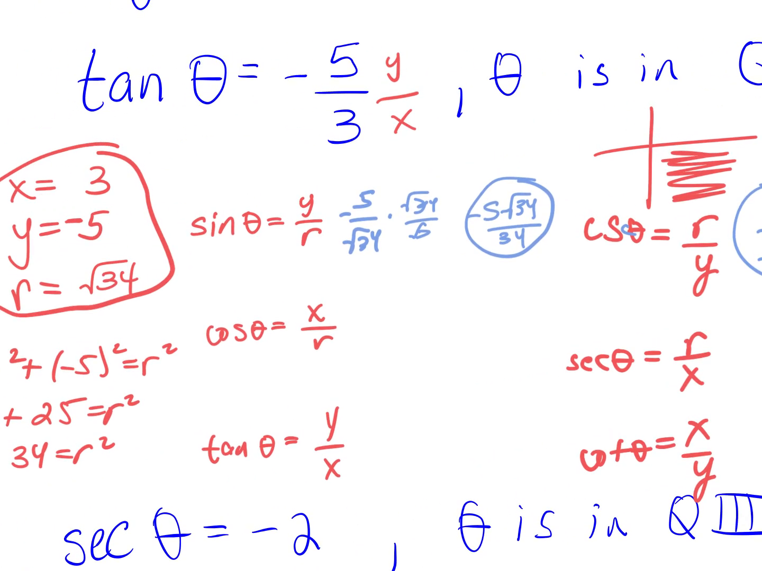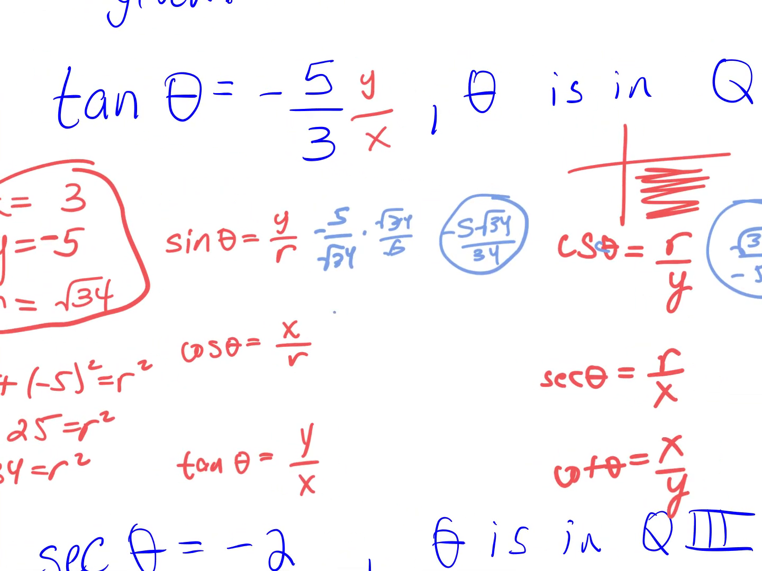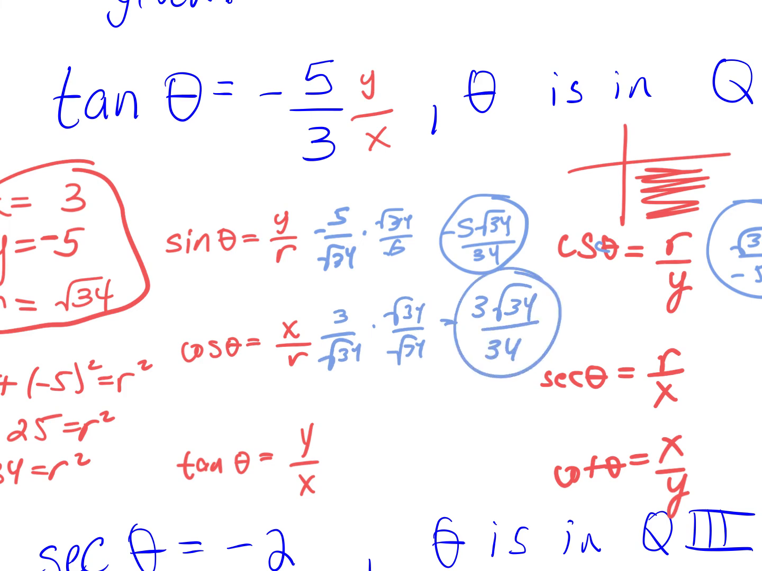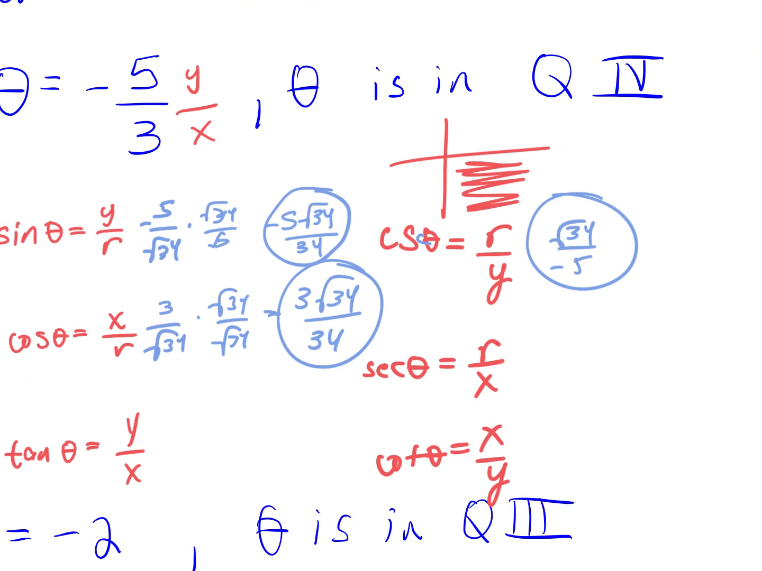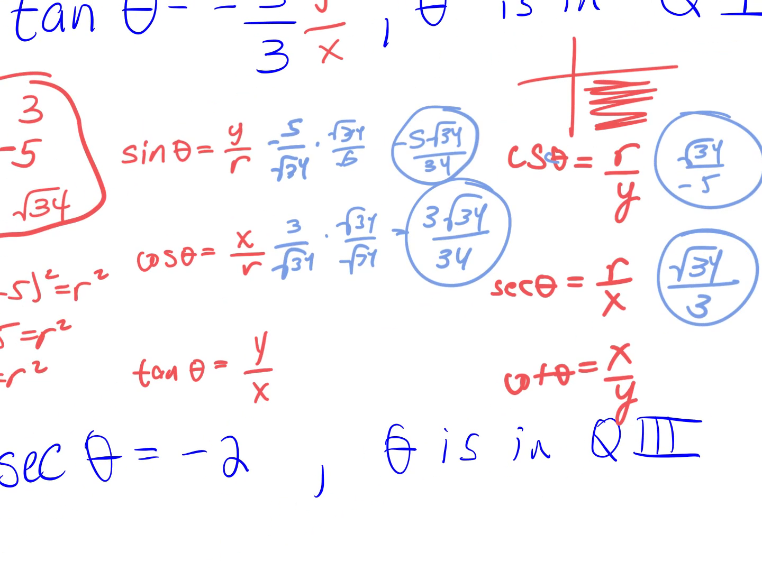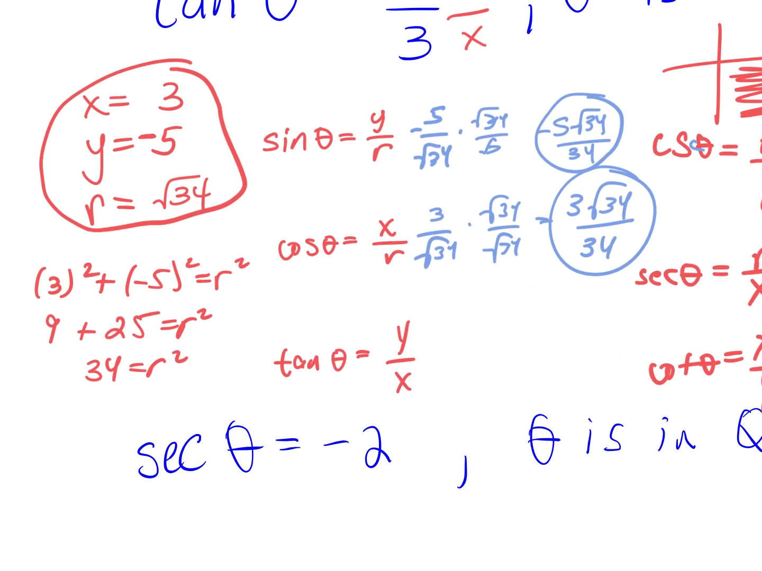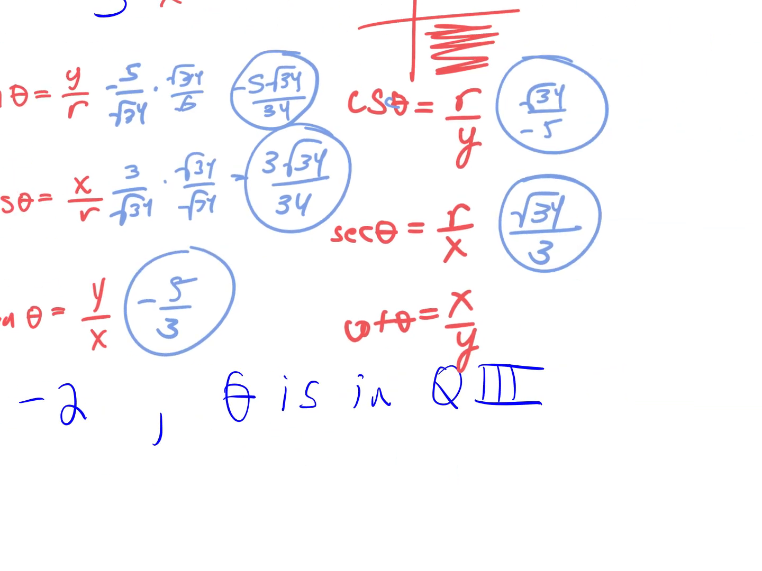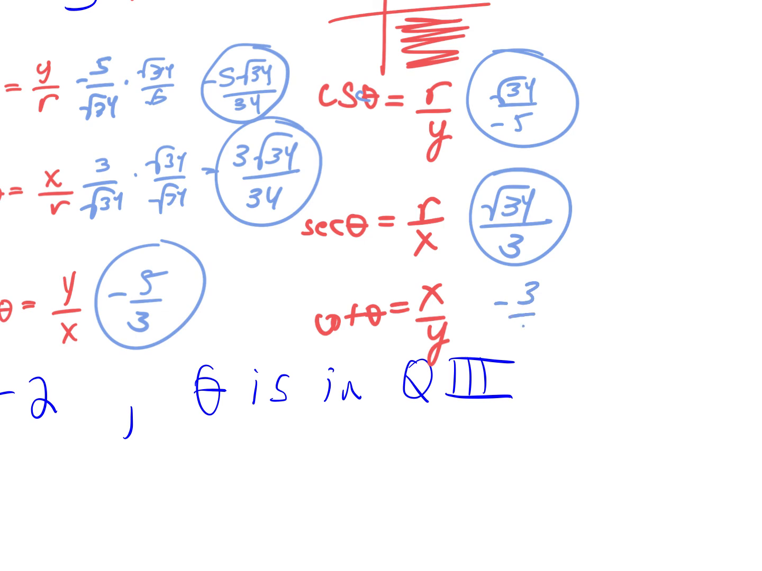So now we look at cosine. Cosine is x over r, so it's 3 over square root 34. Can I leave square root 34? No, I couldn't leave it in the first one. I can't leave it in the second one. So it's 3 root 34 over 34. Then my secant is going to be r over x, so the square root of 34 over 3. Good. And then tangent, y over x, so negative 5 over 3. So what's your cotangent going to be? Negative 3 over 5. Good.